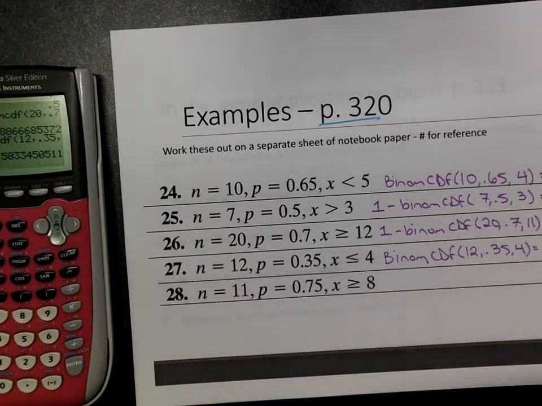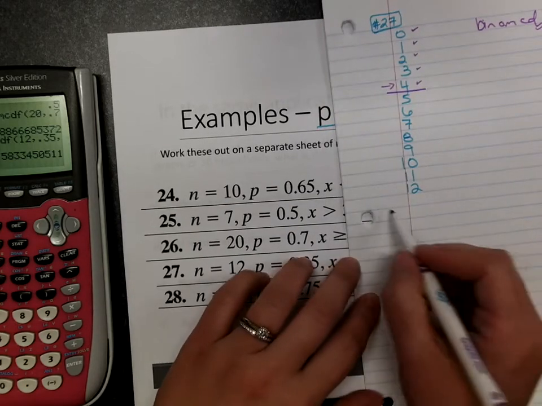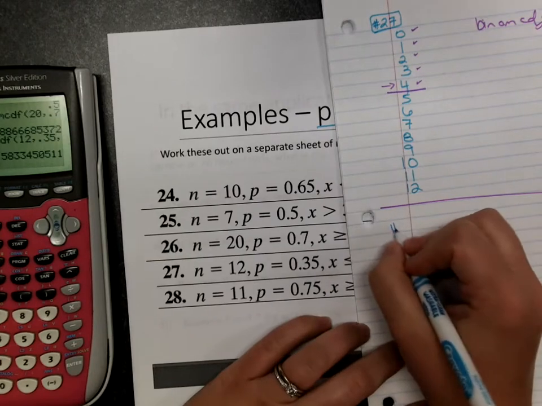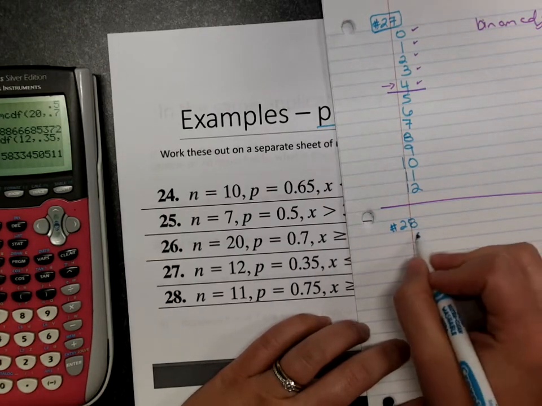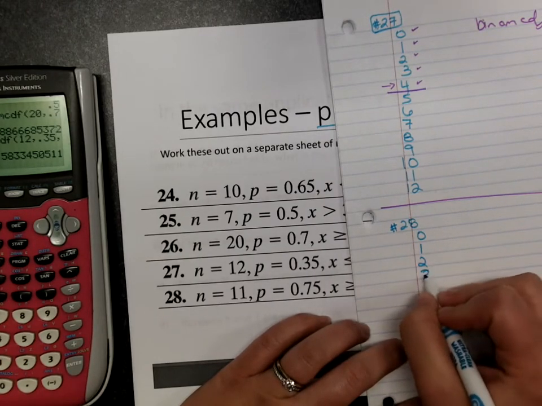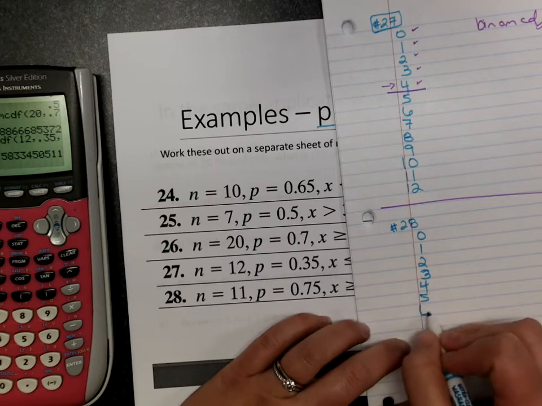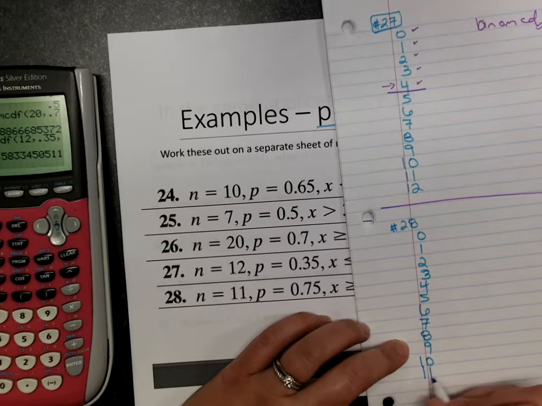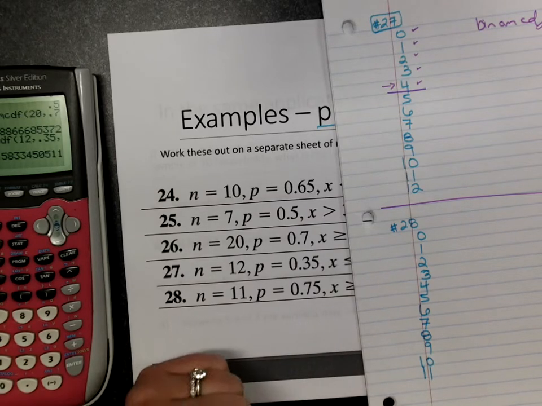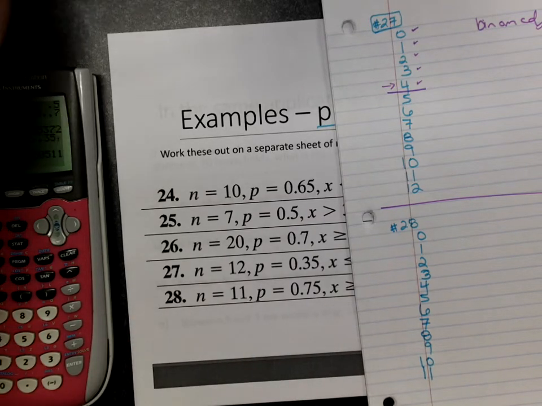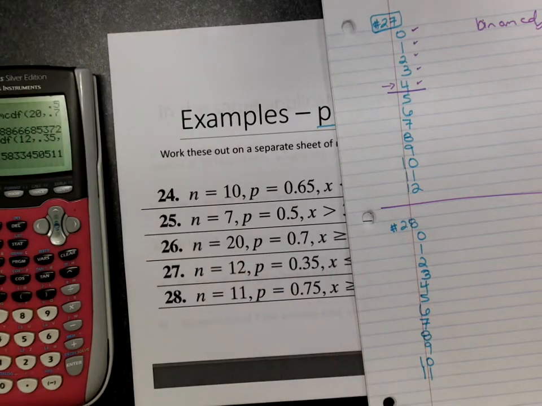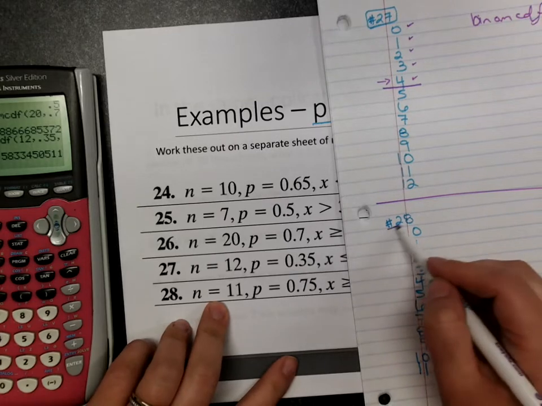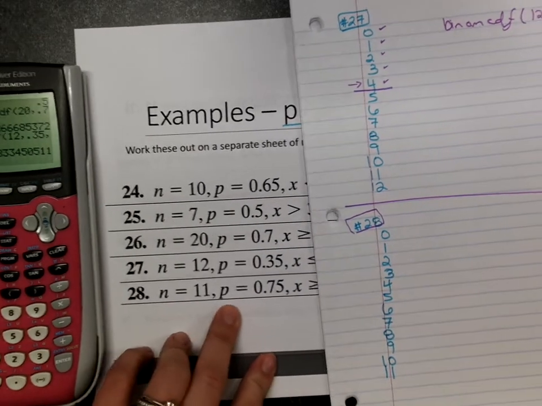All right, number 28, sample size is 11. So I'm going to list the numbers 0 through 11 for number 28. Eventually you might not need to do the list. You might be able to just kind of make the list in your head and find the cutoff point, but I don't think it hurts to make this list just to help you see what you're looking at. So sample size is 11, so we go 0 through 11. Probability of success doesn't matter right now.